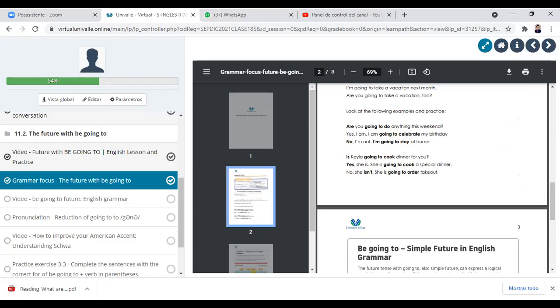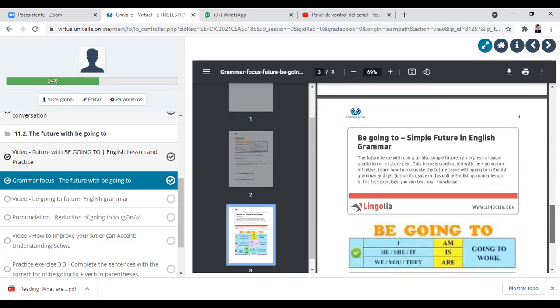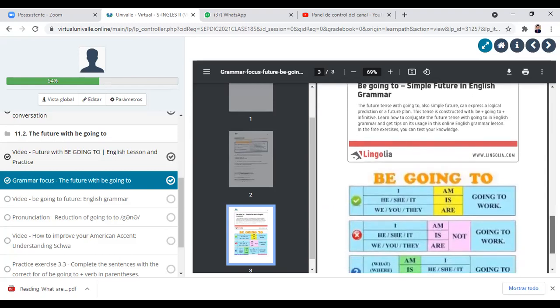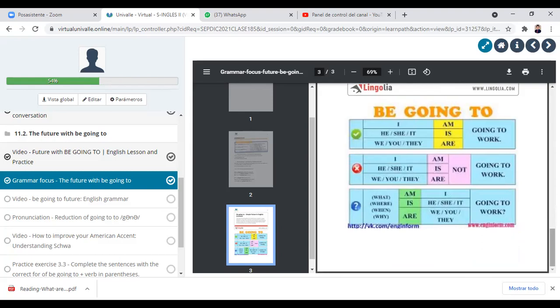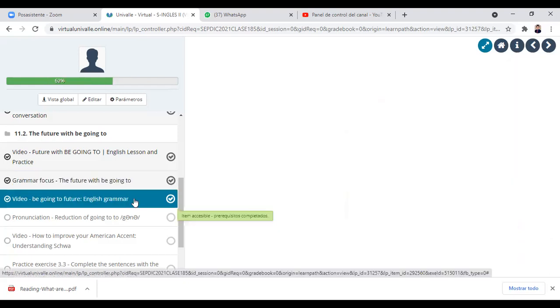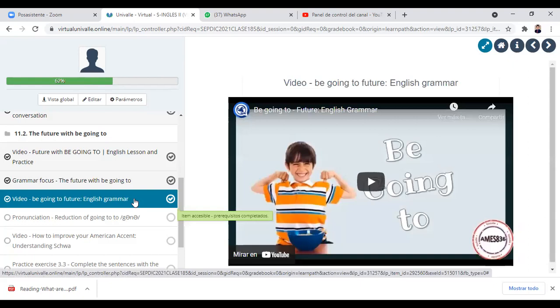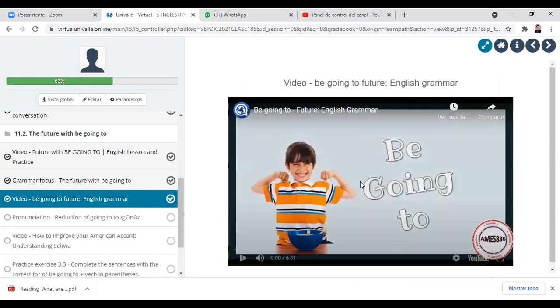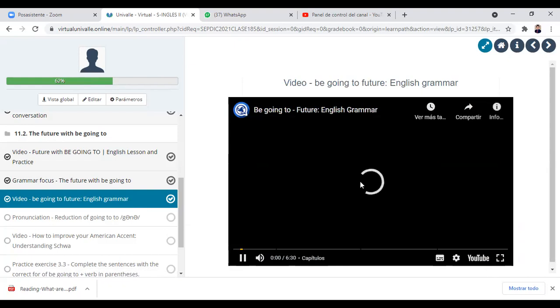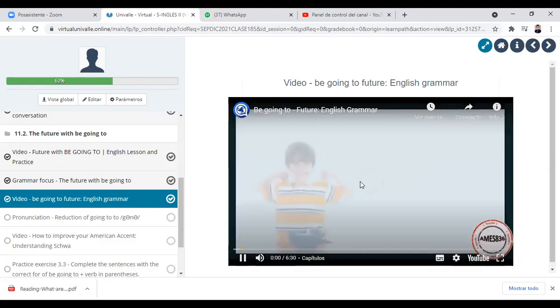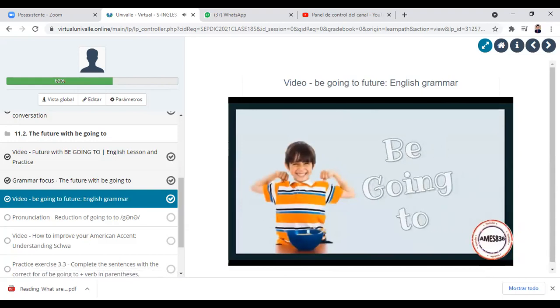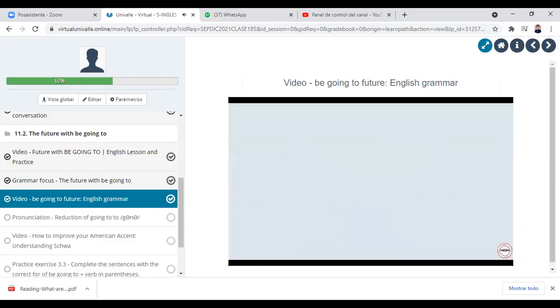Here we have some other examples in affirmative, negative, and interrogative. Okay, so that is be going to plus simple future in English grammar, and we have the grammar structures to make statements using this grammar tense. Also, guys, here you're going to have another video tutorial talking about be going to express future actions in English. You can have the chance to watch the full video on the platform, talking about be going to.